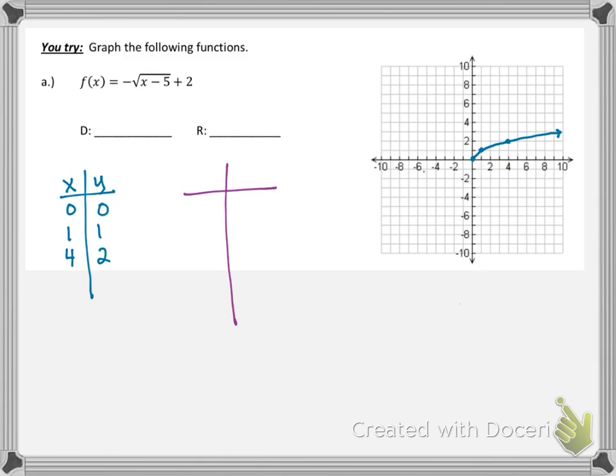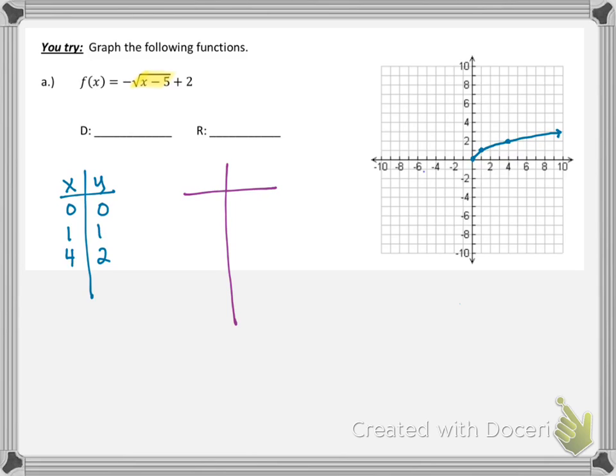Just remember that everything that gets applied to the x is inside a radical, and everything that is outside a radical gets applied to the y. So if we look at our parent function, the original 3 points that we have are 0, 0, 1, 1, 4, 2, and we're going to transform those. Let's take a look at the transformation that's applied to the x.